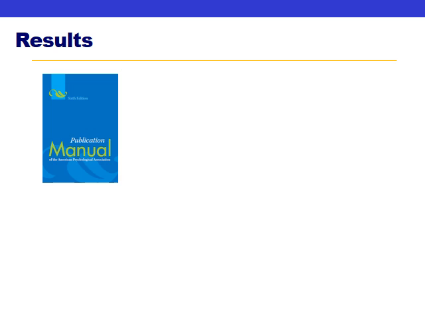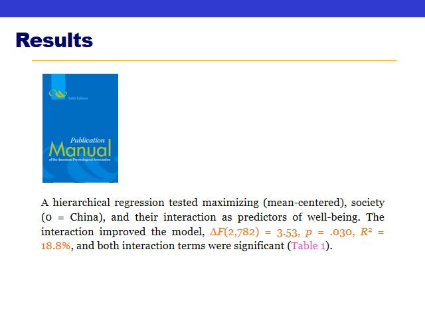So here's how I wrote up these results. I had asked you to produce a table, so I'll show you what the table looks like as well. The first thing we need to do is just describe our model. So a hierarchical regression tested maximizing, society, and the interaction as predictors of well-being. And we're going to cut right to the chase here and say the interaction made the model better. And those are the results of the F-change test from the model summary table a few slides back. It also tells us how much of the variance was explained by that second model.